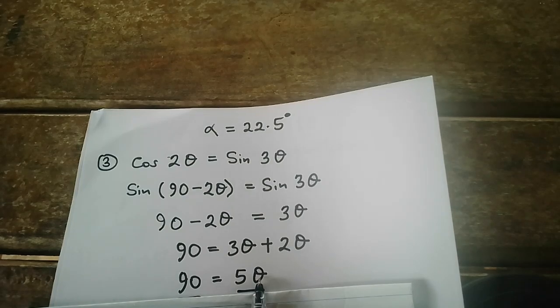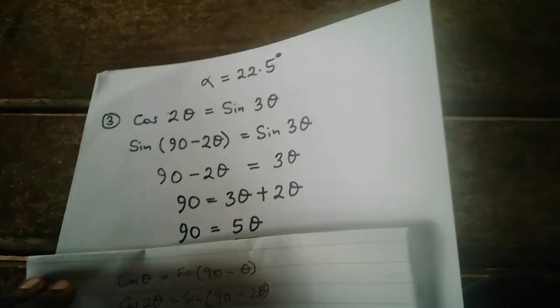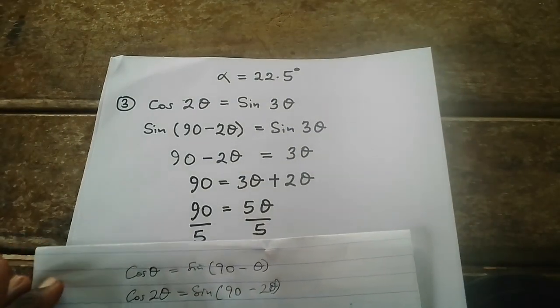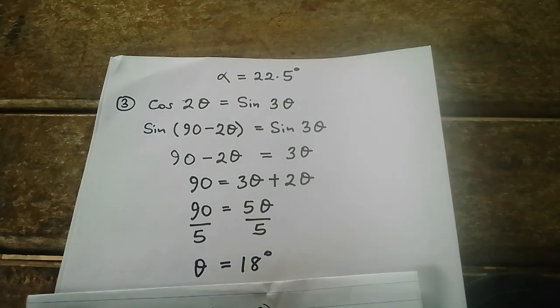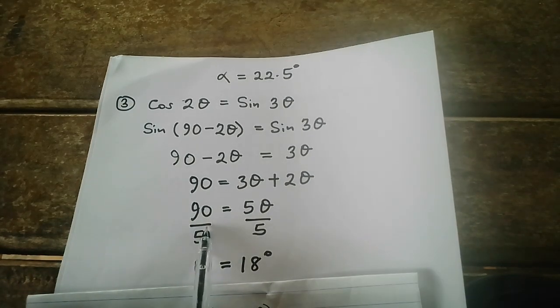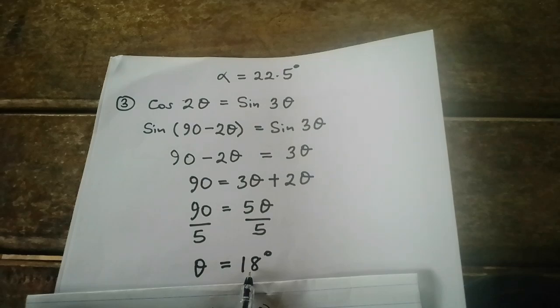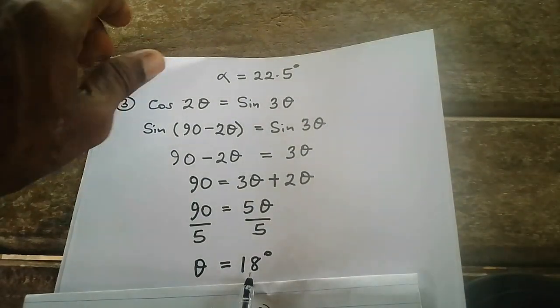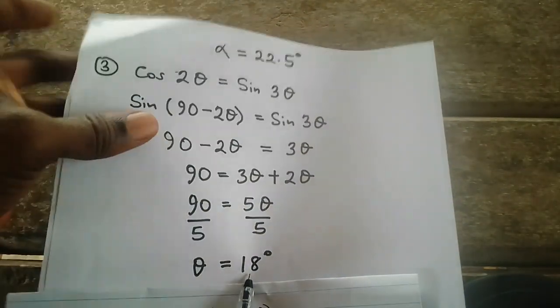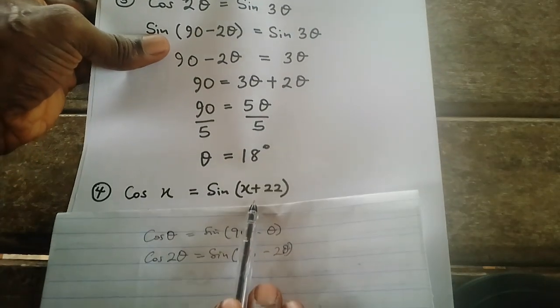We are looking for theta, not 5 theta, so we are going to divide both sides by 5. That means our theta will give us 90 divided by 5, which is 18 degrees. So the value for theta is now 18 degrees. Let's consider another example.